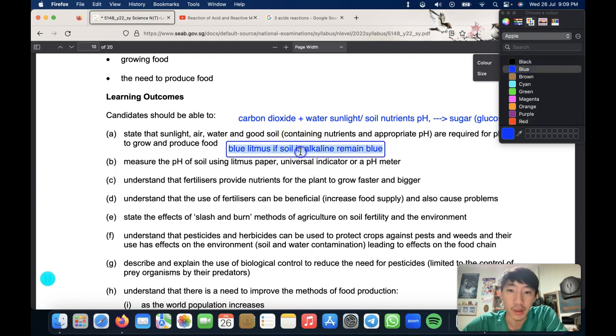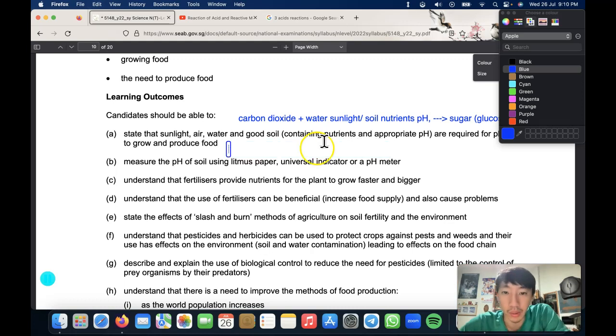Then of course the other kind of litmus paper is the red litmus paper. If you put it inside an alkali, another way of saying alkali is base, what happens to the red litmus paper? It will turn blue. So remember the colors: red usually stands for acidic, and blue usually stands for alkaline.